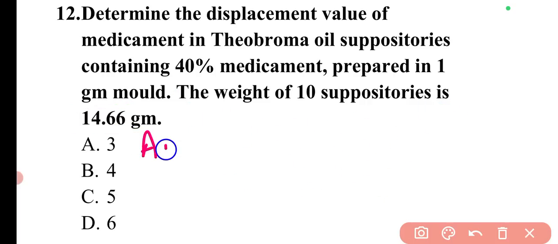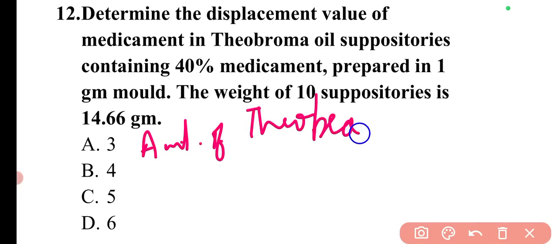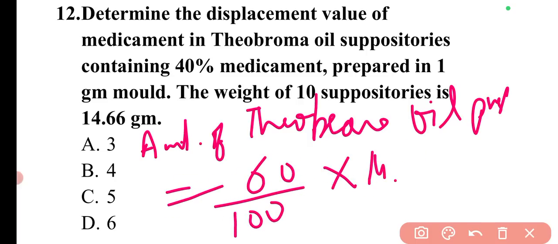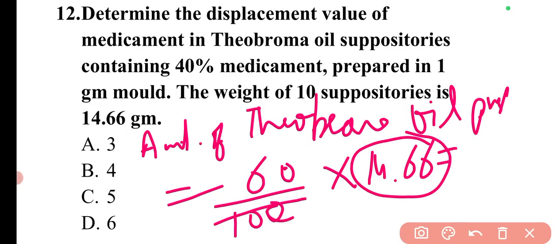Third is the amount of theobroma oil present. What is the amount of theobroma oil present? So this is 60 by 100 multiplied by 14.66. Here 60 is the remaining quantity of theobroma oil, out of 100%, and the total weight is 14.66. So this will become 8.79 grams.